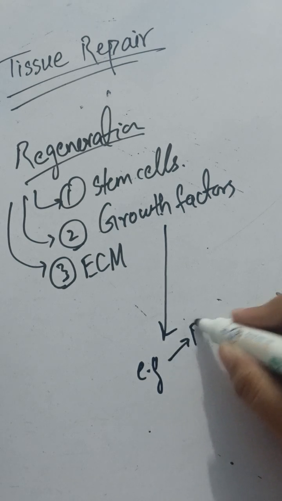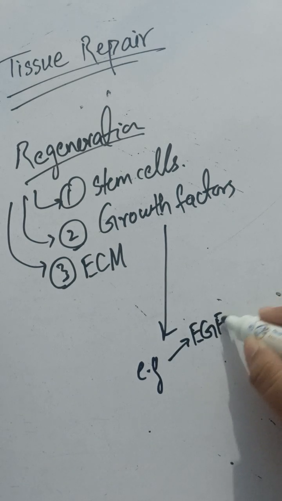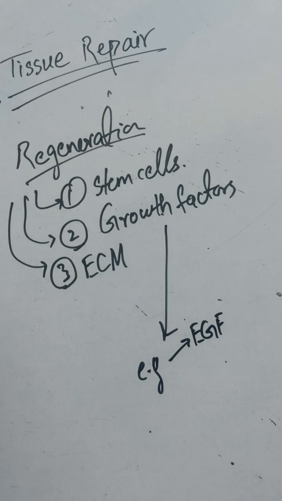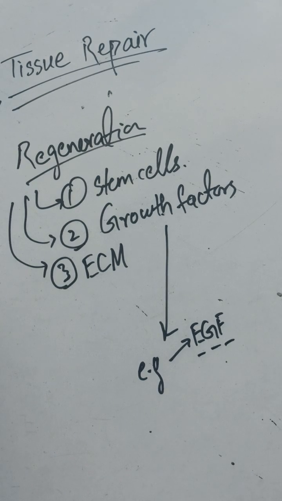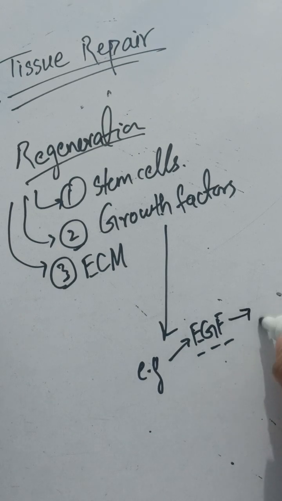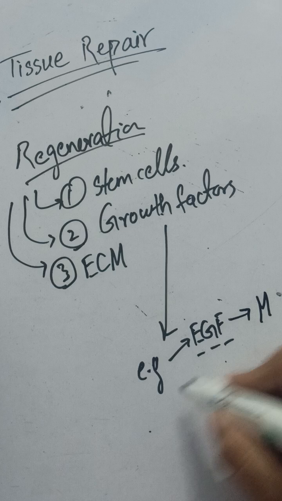The first example is EGF. And now what is EGF? Okay, EGF is the epidermal growth factor. It is used as a mitogen, meaning it drives mitosis. So it stimulates the M phase of your cell cycle.